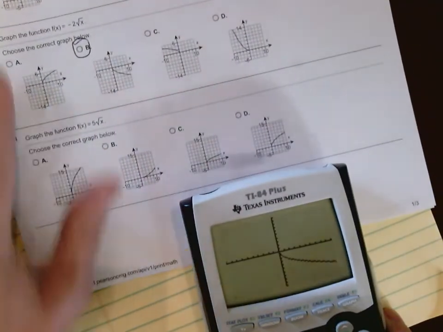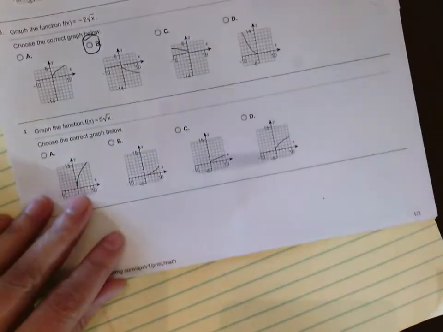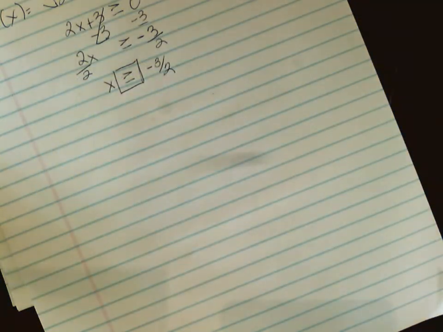All right, number 4 is exactly like number 2 was. It's just a 5 in front of it instead of a 4. So it's going to be that same shape.